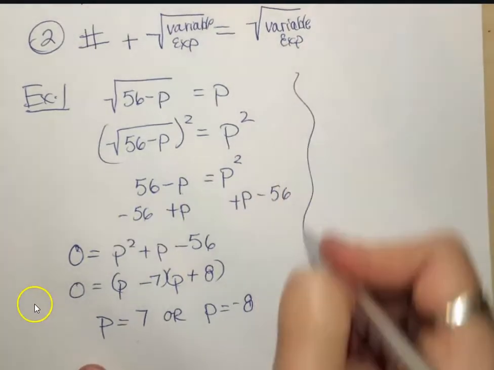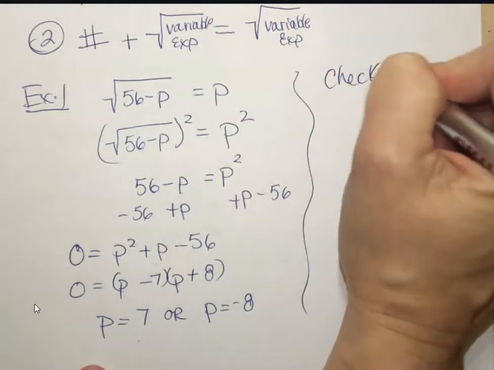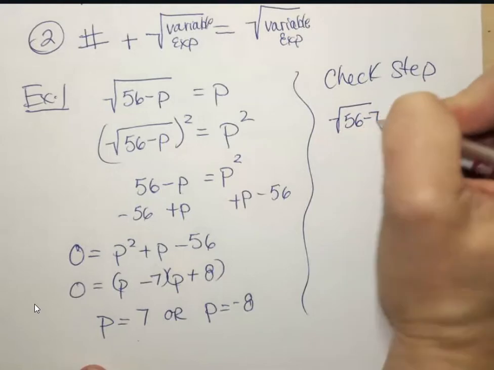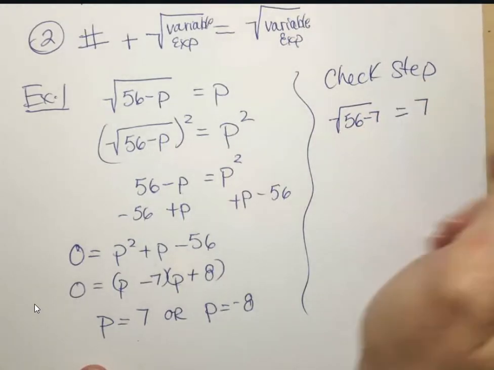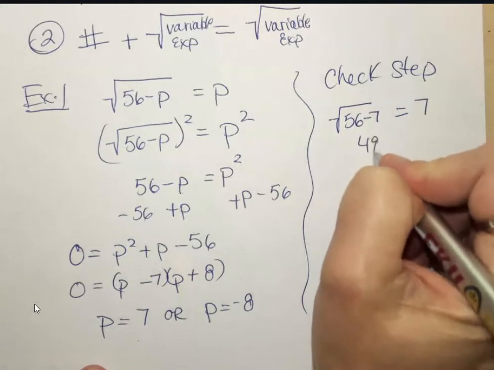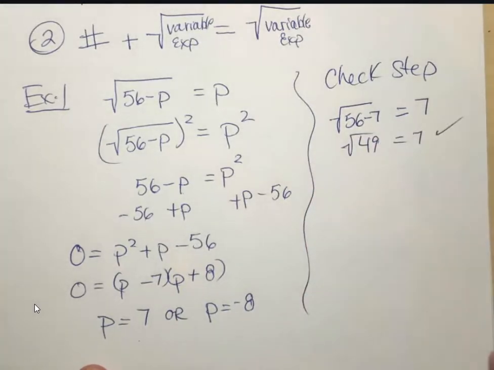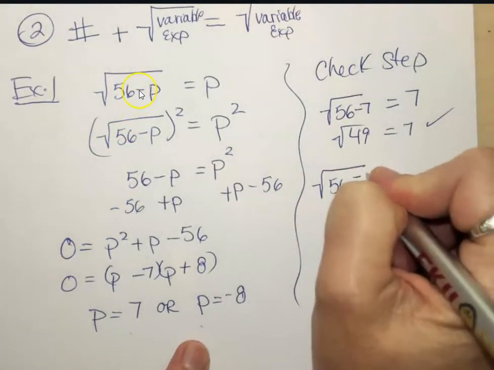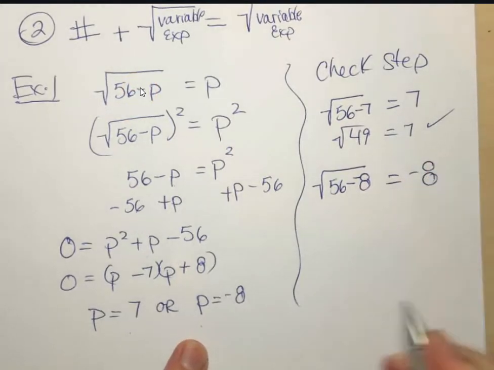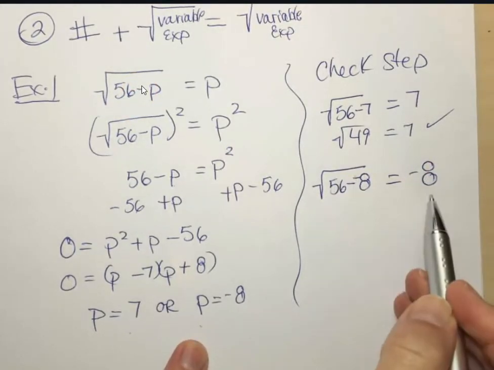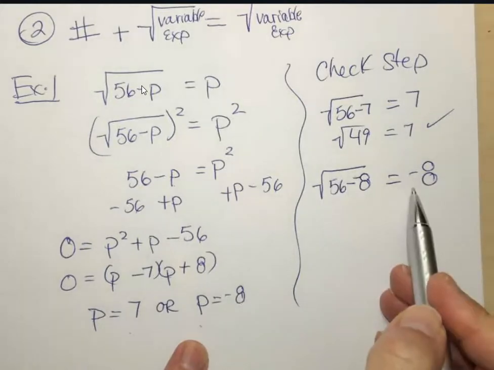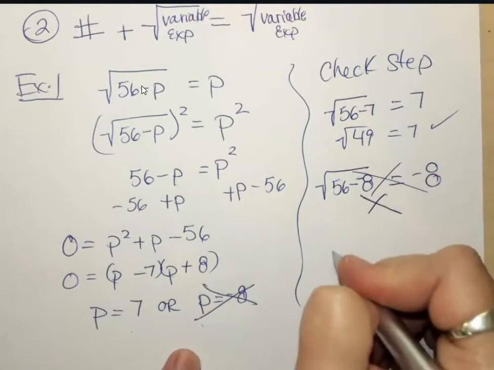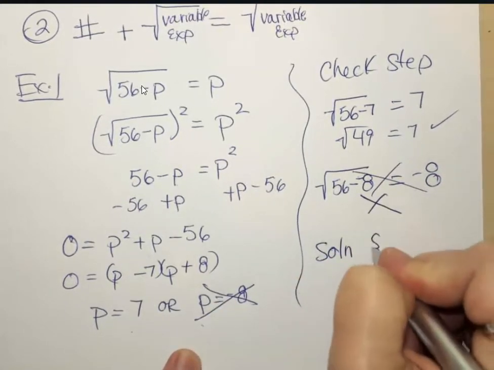And when I plug in, so here's my check step. When I plug it in, is the square root of 56 minus 7 equal to 7? Square root of 49 equals 7. That works. All right, so now let's look at this one. Is the square root of 56 minus negative 8 equal to negative 8? Well, can a square root ever equal a negative? Just a plain old square root ever equal negative? No. So that one does not work. So my solution has to be just 7.